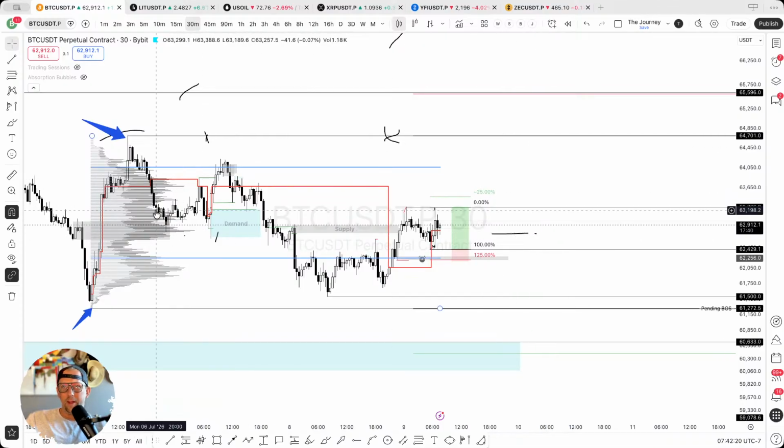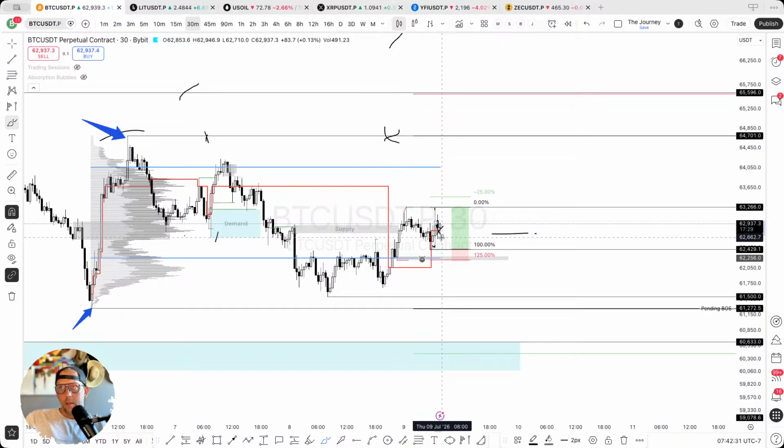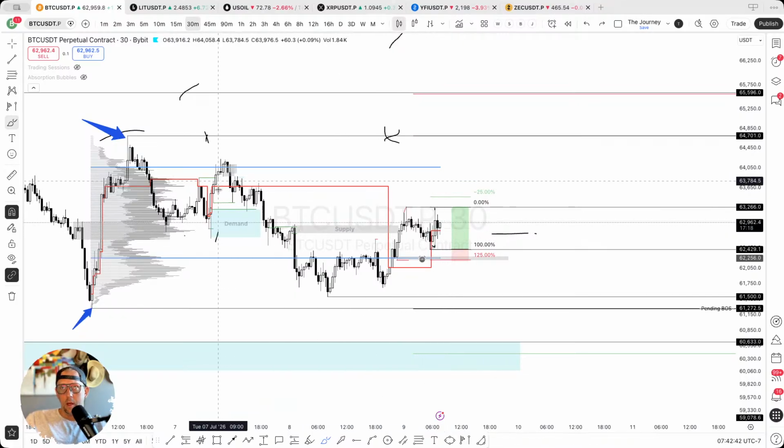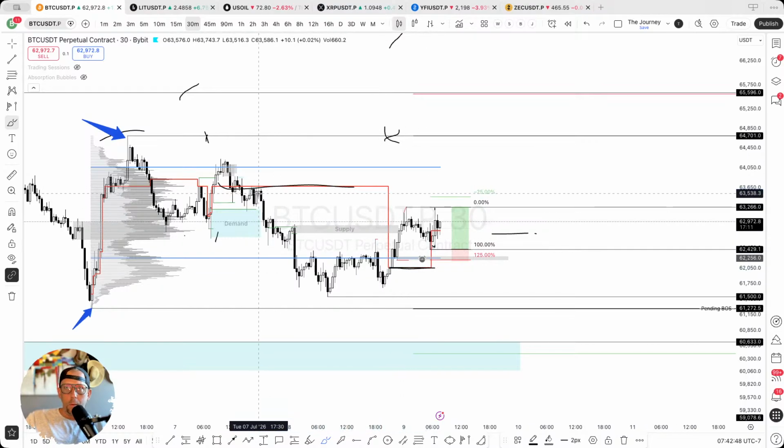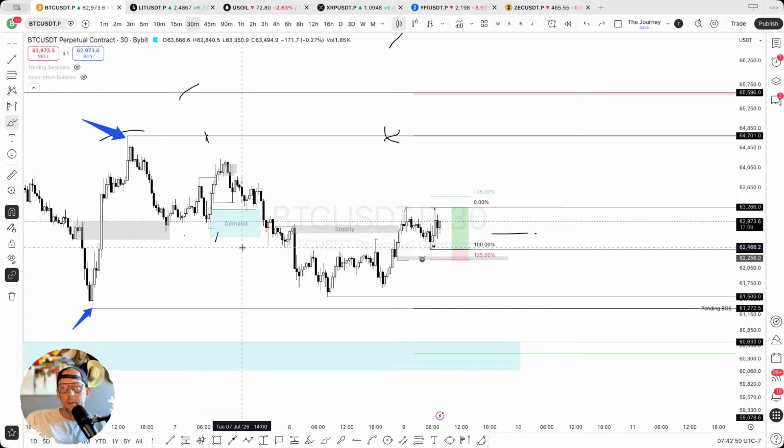But I don't know how you're pulling your volume. If you pulled this fixed range volume profile, it's currently the POC, but it has not always been the POC. But I'm the weird guy that uses developing POCs.